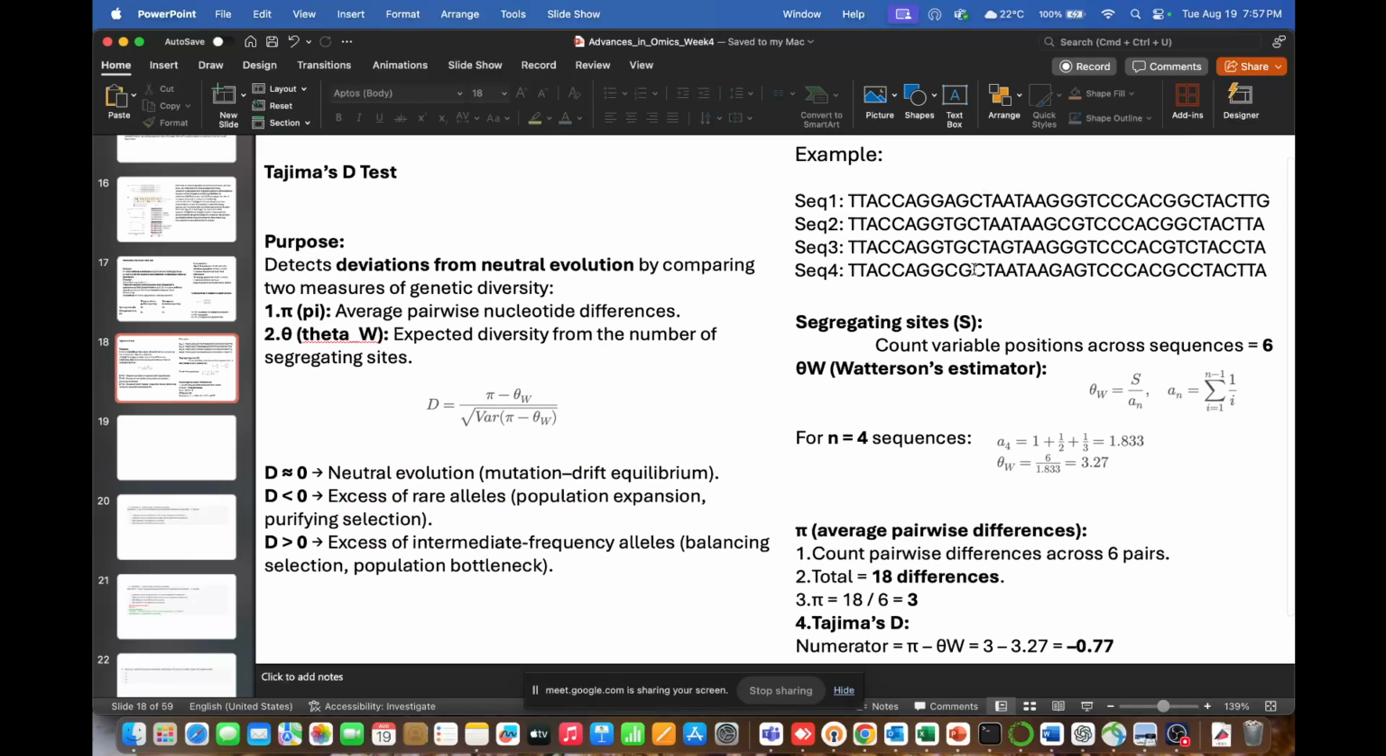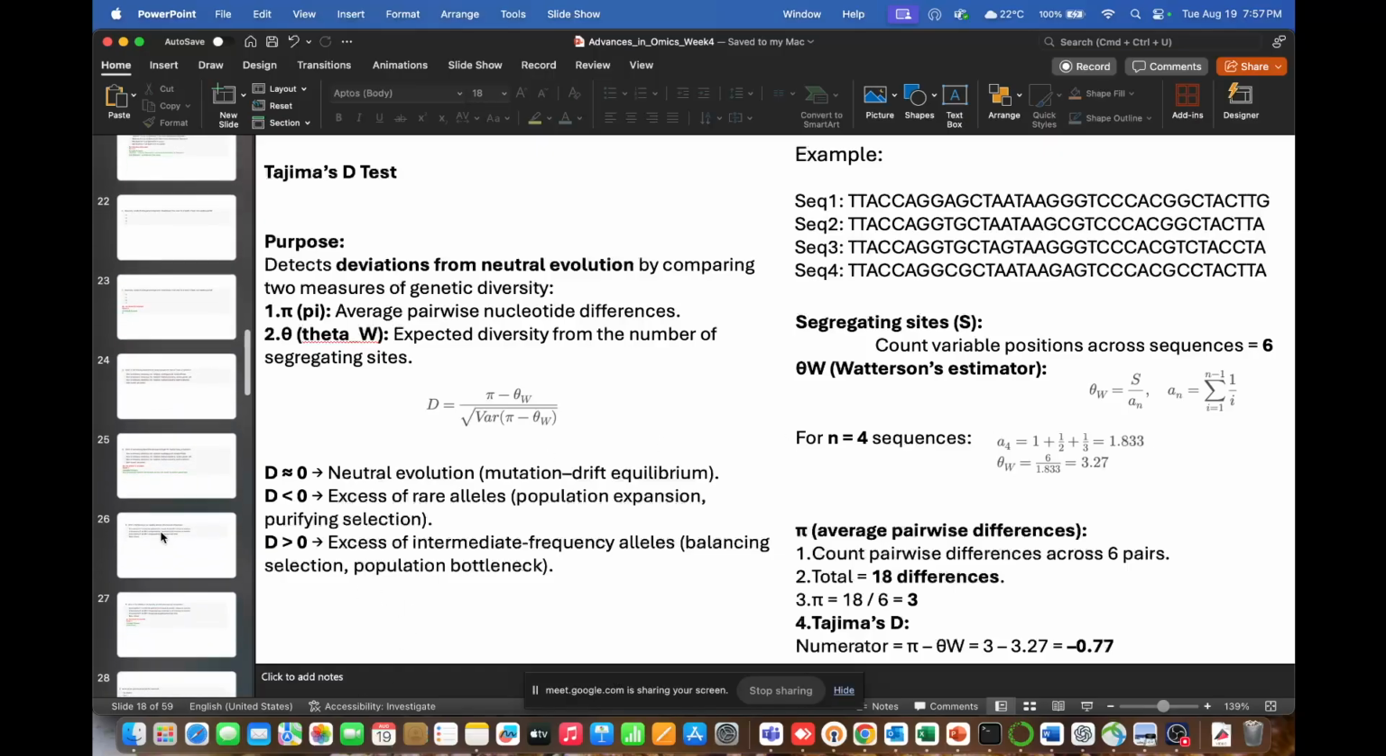Yeah. So theta is S by AN. S is the total number of sites, and N is the total number of sequences. Right. So AN you calculate as the sum of 1 by i, for i equal to 1 to N minus 1. So here it will be, sorry, 4 sequences. It will be 1 plus half plus 1/3, which will be 1.833.